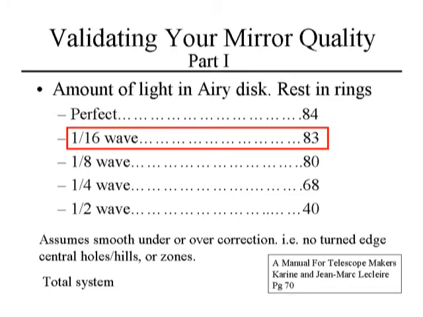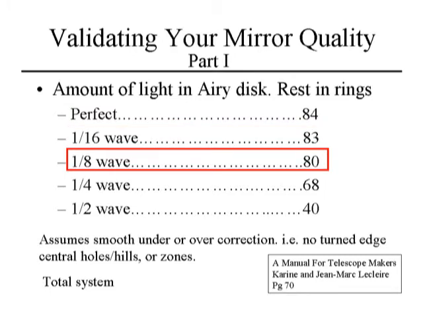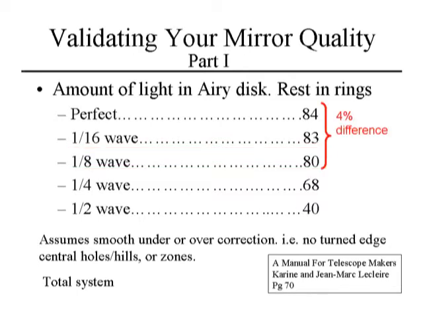When you get 1/16th of a wave, you're down to 83%. When you get 1/8 of a wave, 80%. Now notice, from 1/8 to 1/16th, all your 20th of a wave, 30th of a wave, 50th of a wave, it's all scattered between 80, 83, and 84%.